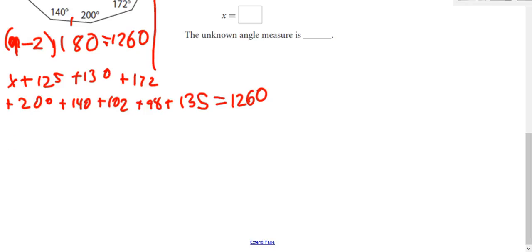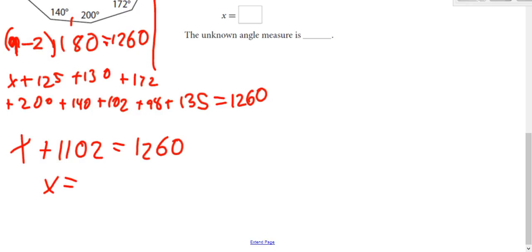So if we add up all those numbers, we get x plus 1,102 equals 1,260. So then when we subtract, we get x must be 158.